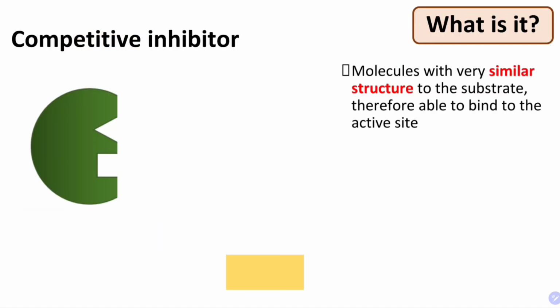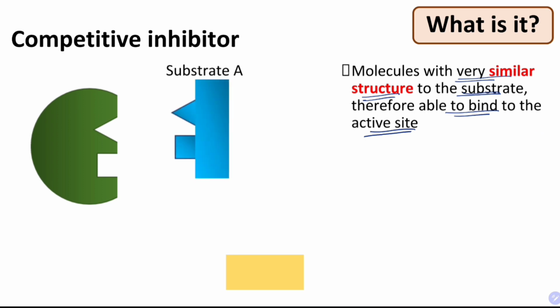So the first one is competitive inhibitor. So what is competitive inhibitor? So it's a molecule with a very similar structure to the substrate. So itu key information that you have to be able to state to describe competitive inhibitor. So the molecule have a very similar structure to the substrate. Therefore, it is also able to bind to the active site of the enzyme.